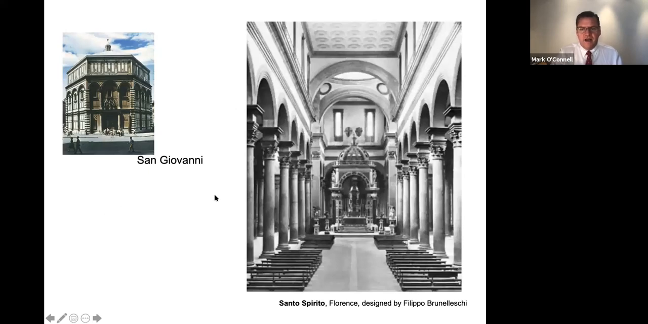So here we have San Giovanni, and this San Spirito in Florence, which is designed by Brunelleschi. And so he was thinking about perspective when he was doing the architecture on this one.